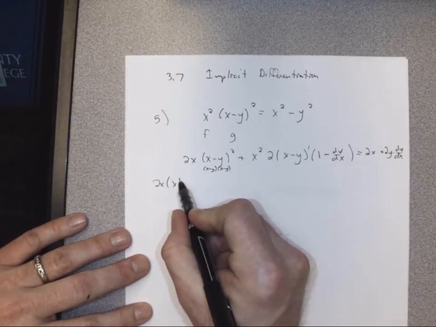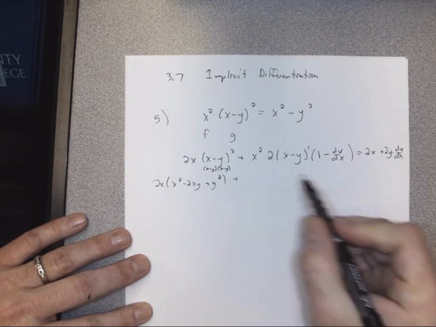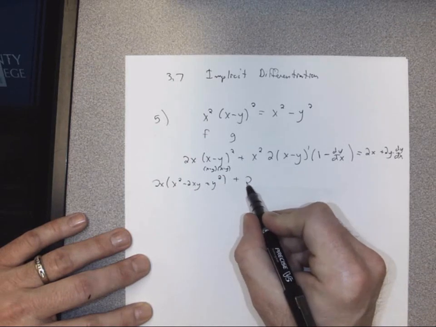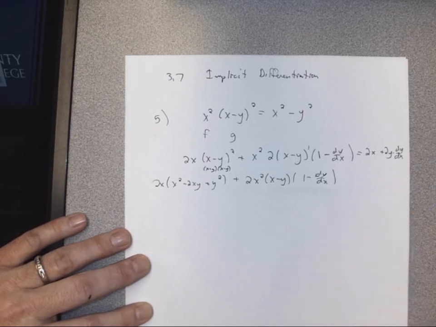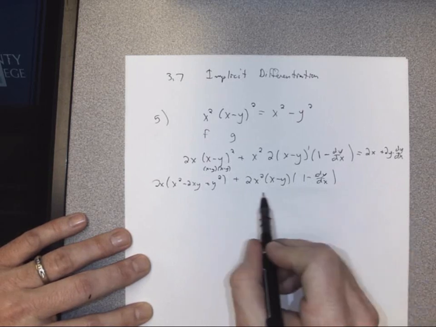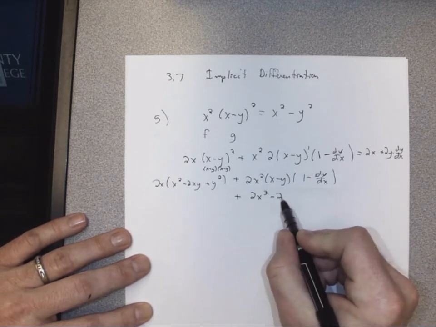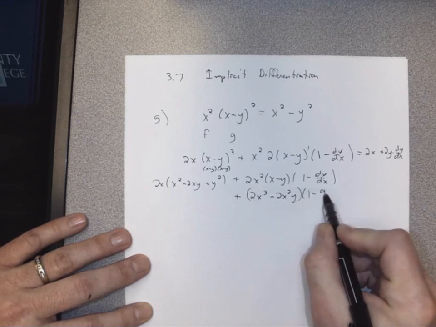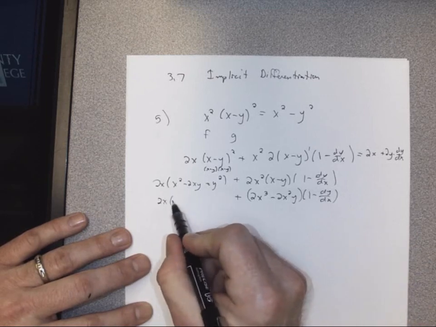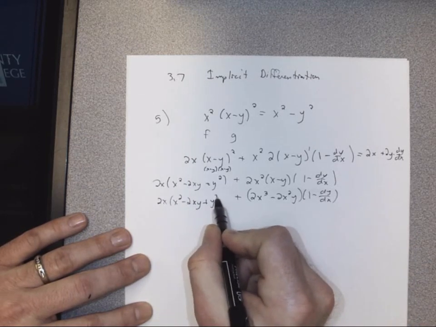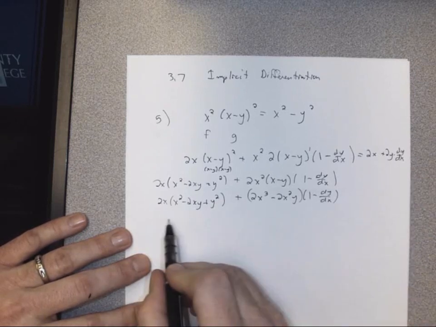So this is going to be equal to x squared minus 2xy plus y squared. That's that piece. Plus, cleaning this up, I have 2x squared times x minus y times 1 minus dy dx. I'm going to multiply this out a little bit more. So this is plus 2x cubed minus 2x squared y times 1 minus dy dx. I'm just trying to get rid of all parentheses, I'm just trying to multiply everything I can. The right-hand side's kind of good, that's why I'm leaving it alone, okay? So then I'm going to get rid of all these parentheses by multiplying.